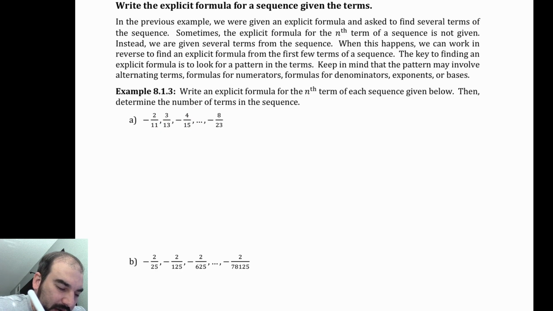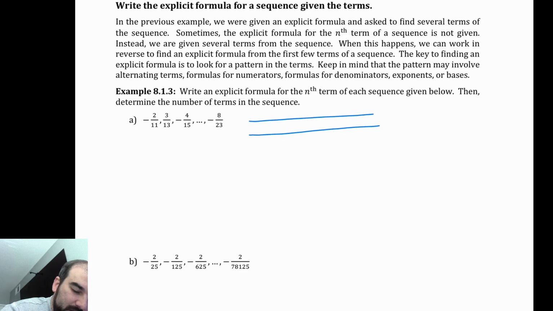So let's see if we can write an explicit formula for the nth term in each sequence given here. Just from the first 3 terms in the sequence, we want to find a relationship between n and the numerator and n and the denominator separately. So maybe I'll make a little table like I did before.